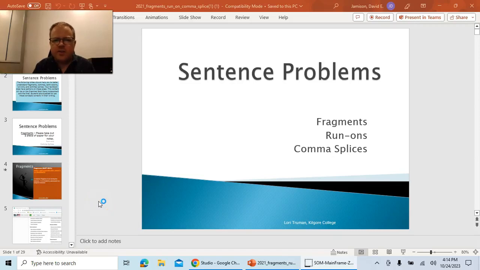Hello guys. So this is going to be a lesson about different kinds of sentence problems that can come up. So different ways where you can write a sentence that are incorrect and fail to really make a correct sentence. Sometimes those mean fragments where you just have a part of a sentence. Sometimes they mean run-ons where you have two or more sentences just crammed together without any punctuation, and sometimes that means comma splices, where you have sentences stuck together with commas instead of the correct forms of punctuation.